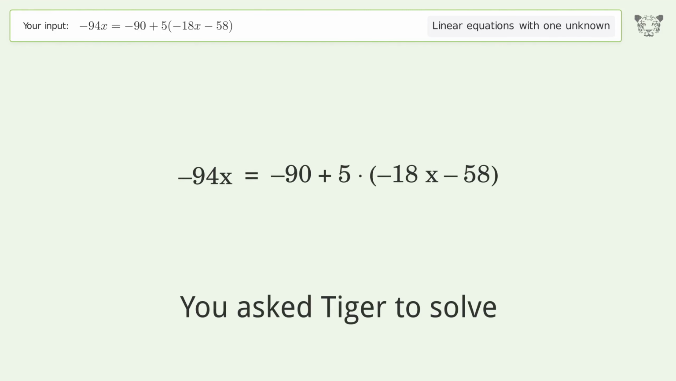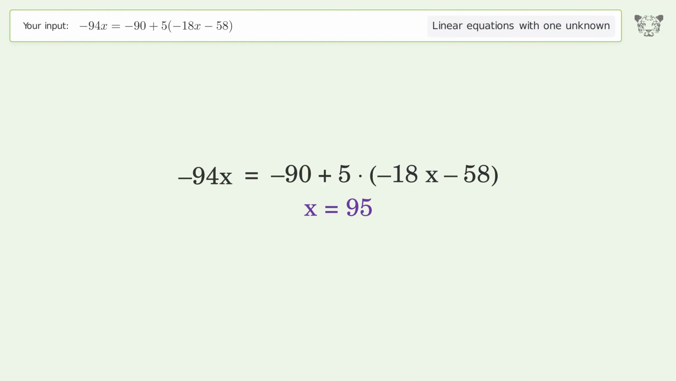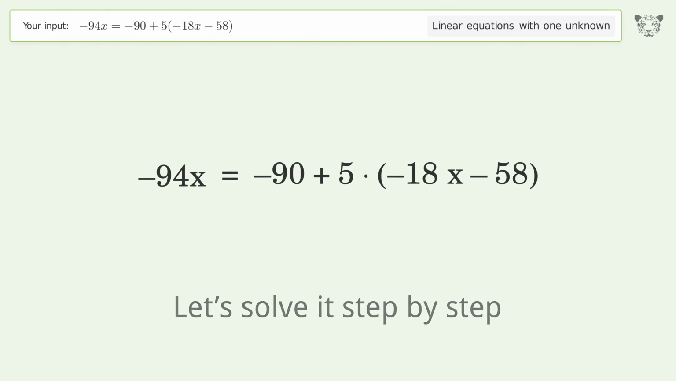You ask Tiger to solve. This deals with linear equations with one unknown. The final result is x equals 95. Let's solve it step by step.